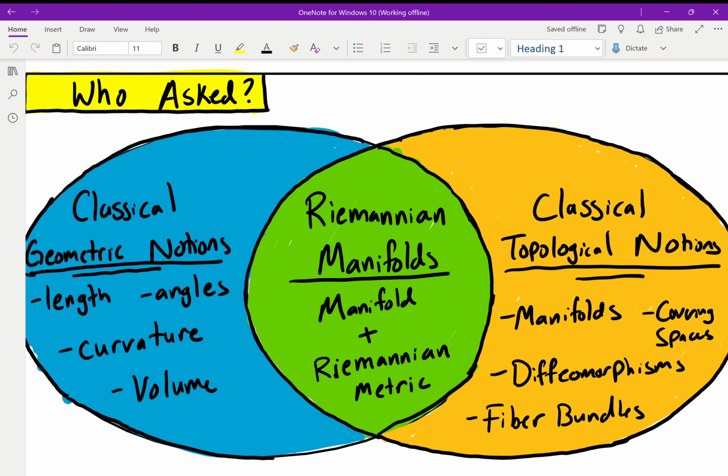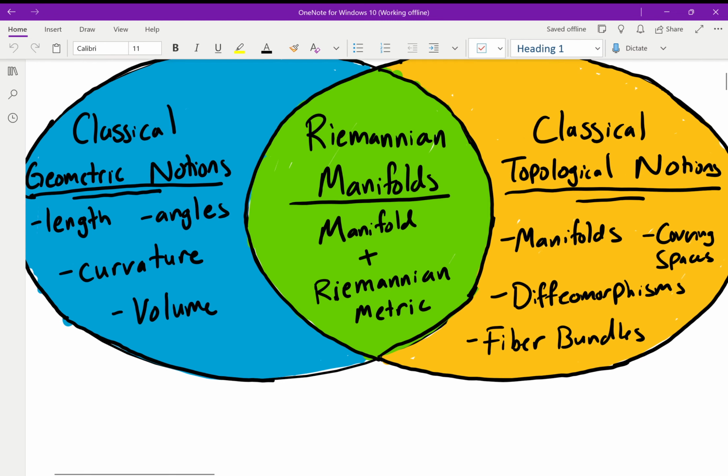So we have these classical geometric notions such as length, angle, curvature, and volume. And those are great, but we also have our classical topological notions such as diffeomorphisms and covering spaces. The trouble is that these are often two separate things, like topology is inherently squishy and stretchy, and so things like length and angles go out the window. The beauty of the Riemannian metric is that we get Riemannian manifolds, which is kind of a happy marriage of these two notions. And so now we can talk about things like volumes of manifolds and such.